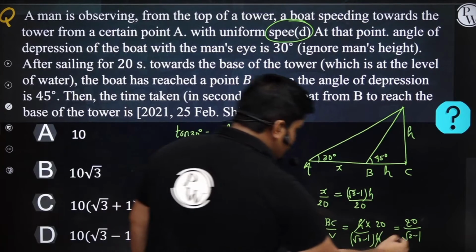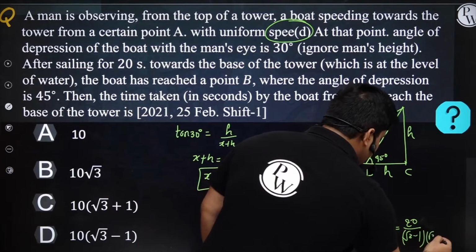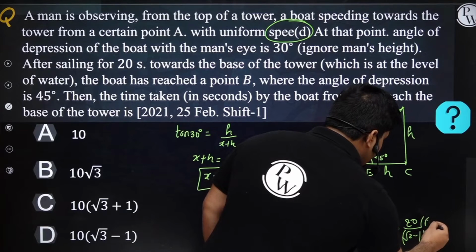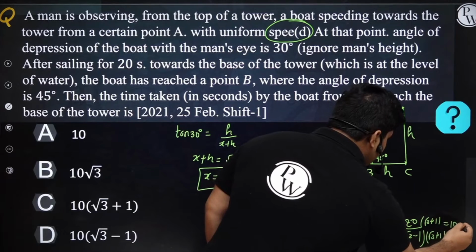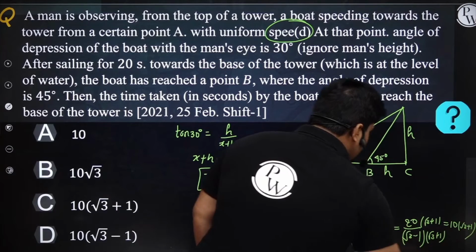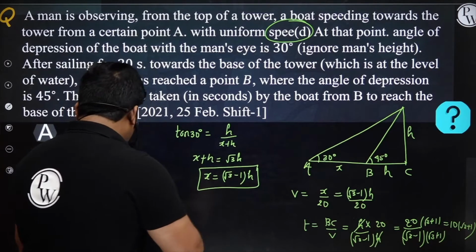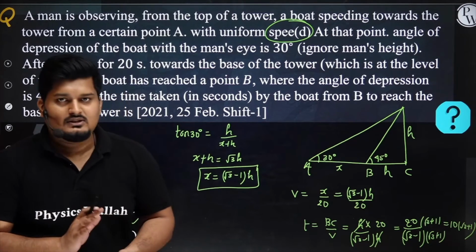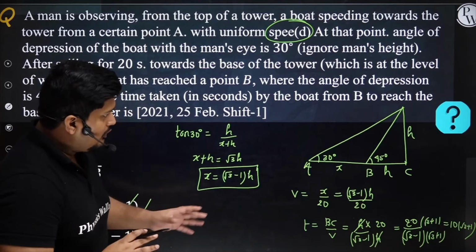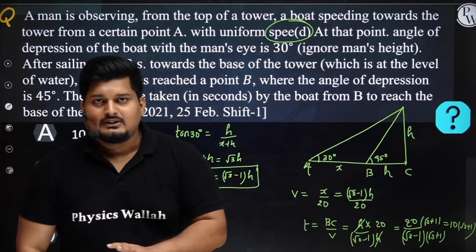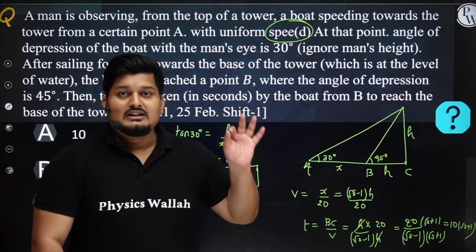And you can rationalize this by multiplying with root 3 plus 1. So you get 10 times root 3 plus 1. This will be your answer. C is the correct answer. So again, this question was all about drawing the diagram properly. That is all. Let's solve the next one.